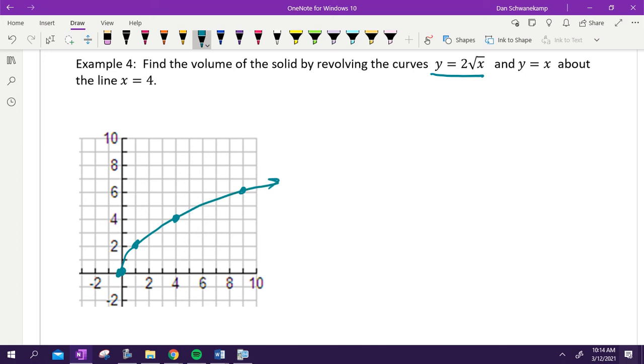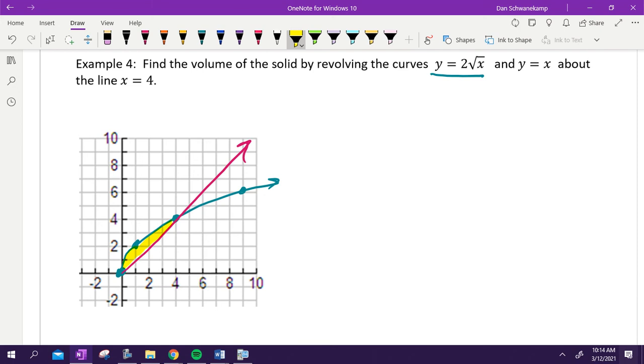I've got that thing and the line y equals x. So y equals x is pretty easy. It's that guy right there. It is the shaded region. This right here is my shaded region, that little sliver right there. And I'm rotating about the line x equals 4.